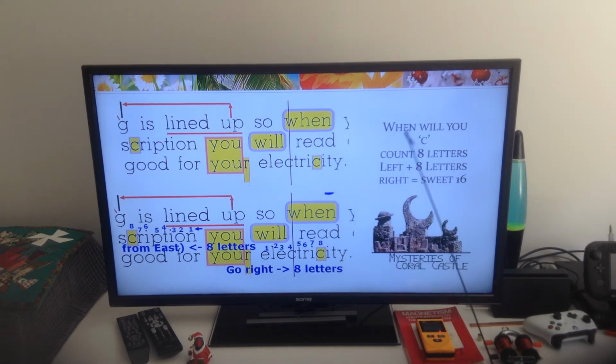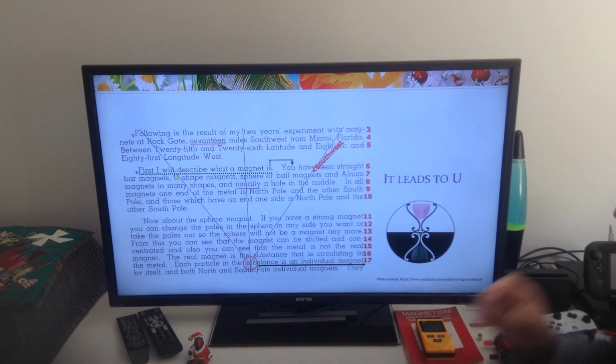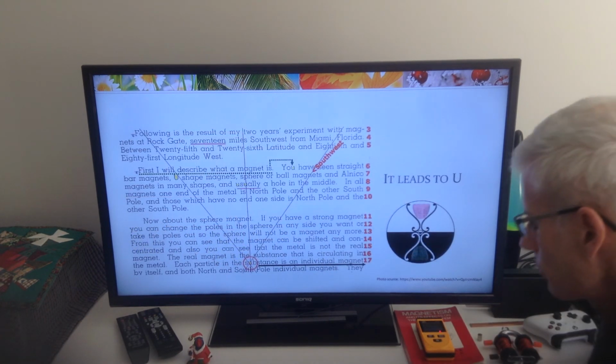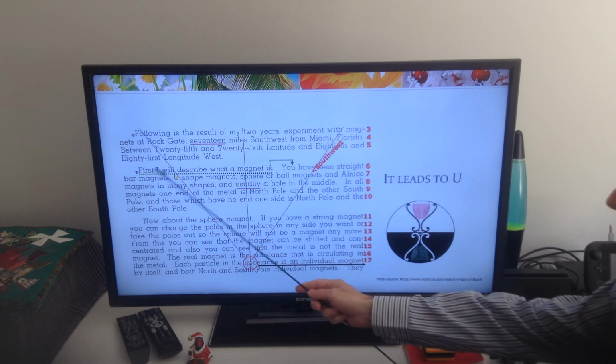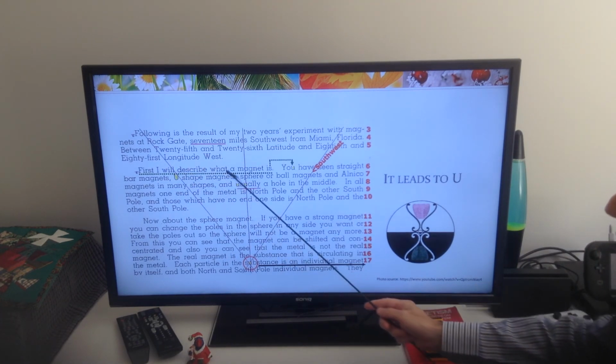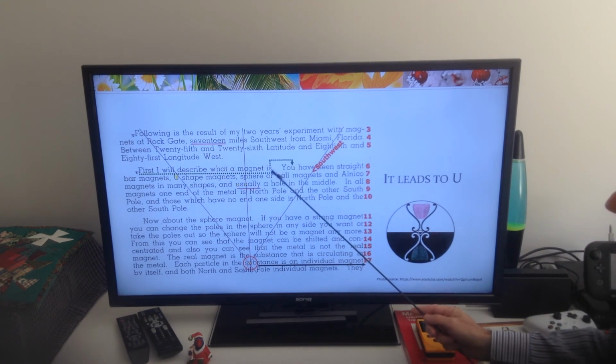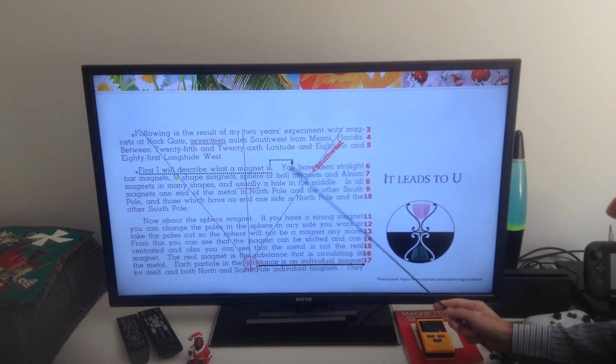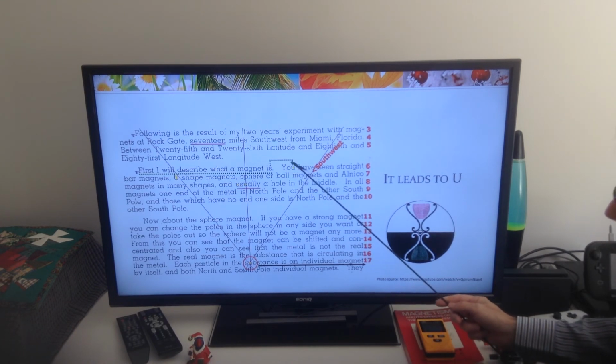Okay, so what will you see? Count 8 letters left and 8 letters right, we get the sweet 16. I mentioned that before. Okay, we'll go to the next one. First, I will describe what a magnet is. U. So there's the U there.